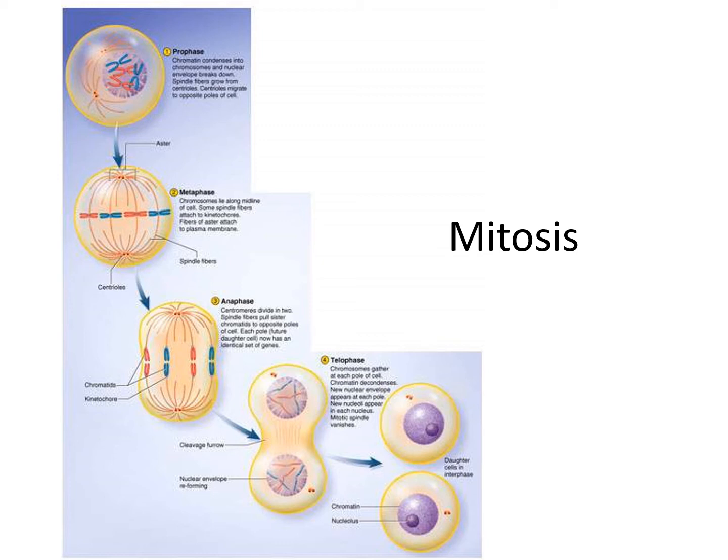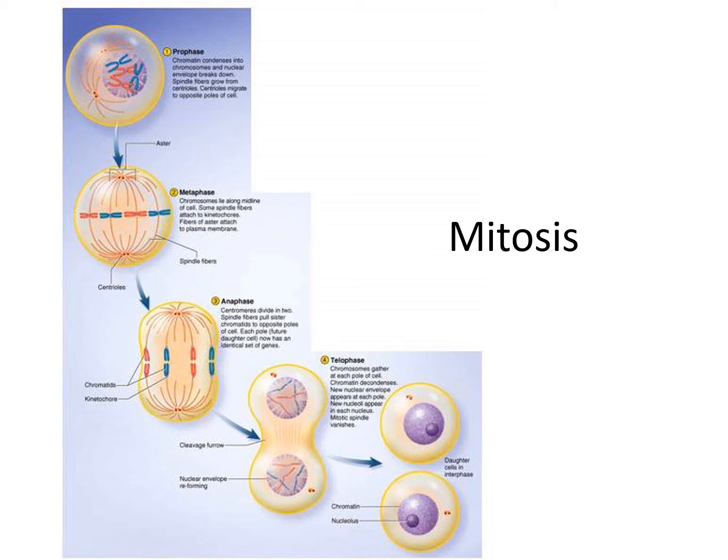We have spindle fibers that are going to grow from the centrioles, which aren't found in all cell types, but most animal cells will have the centrioles. Those centrioles are going to migrate to opposite poles of the cell, and the spindle fibers that are attached to them are going to attach to the chromosomes and basically orchestrate the movement of chromosomes throughout this process.